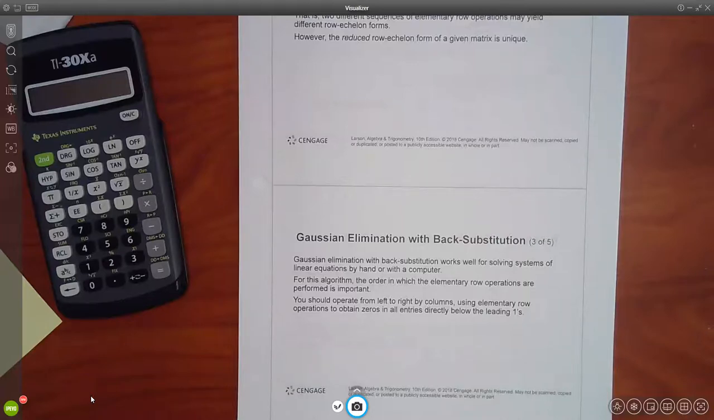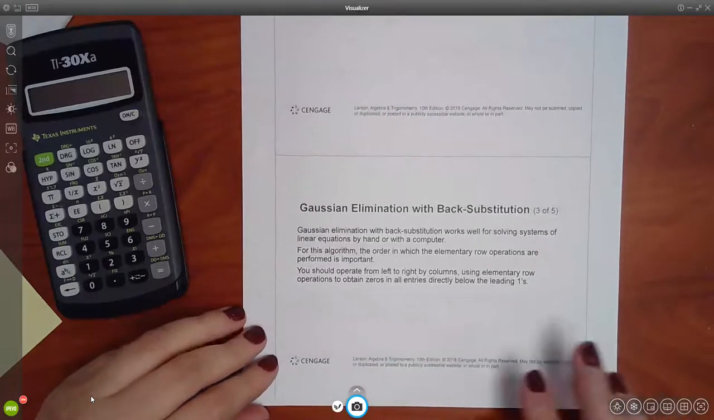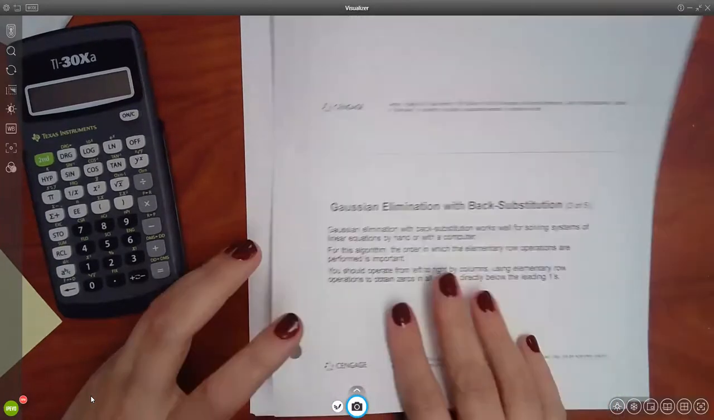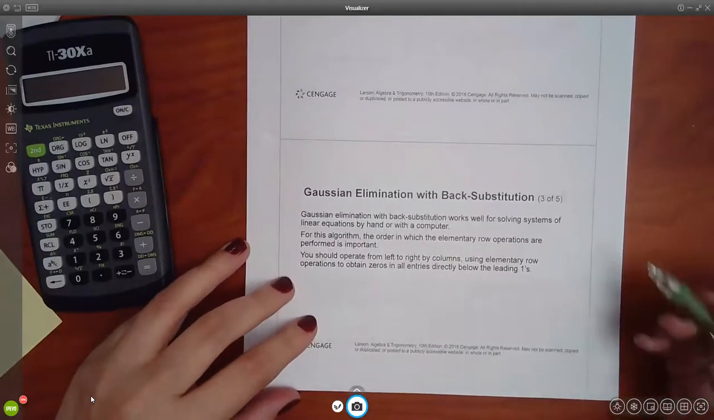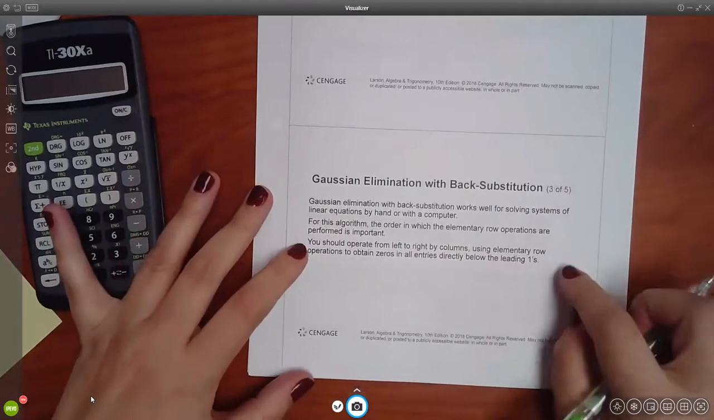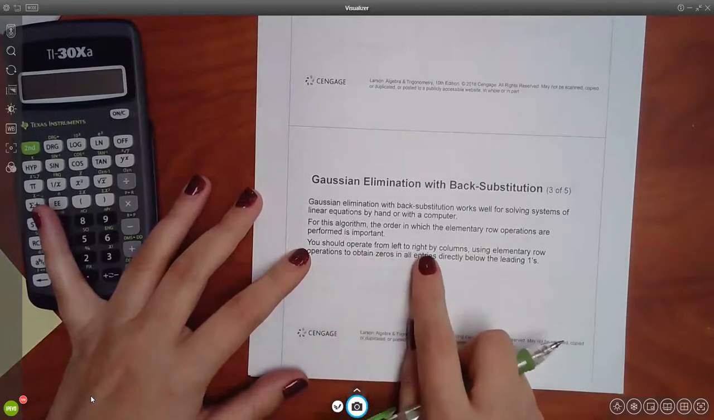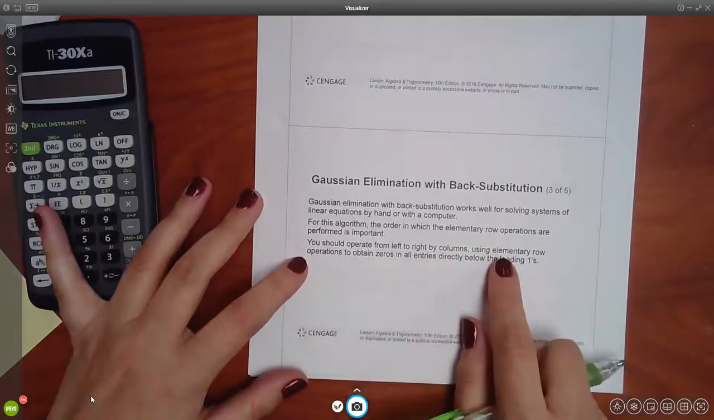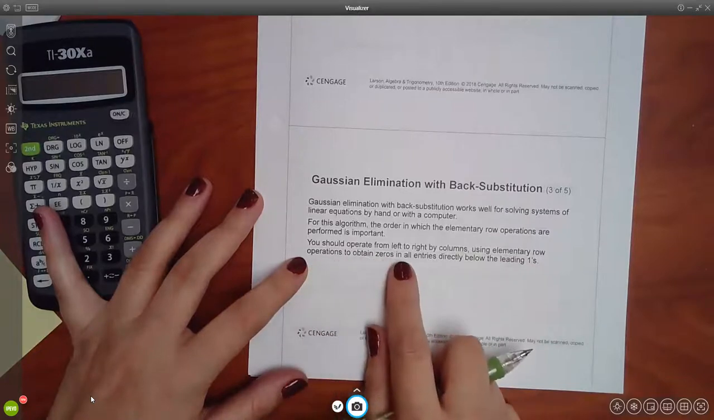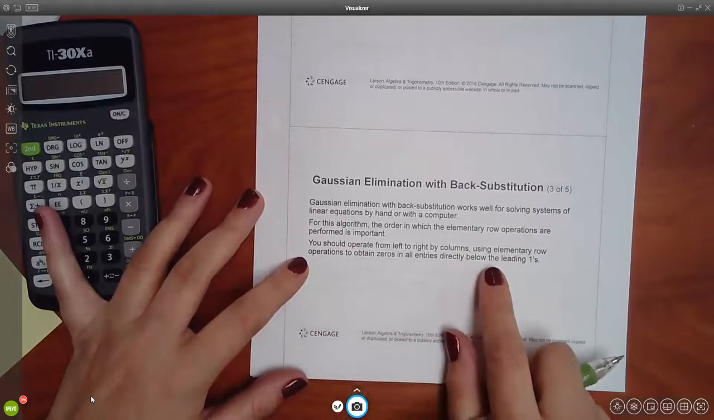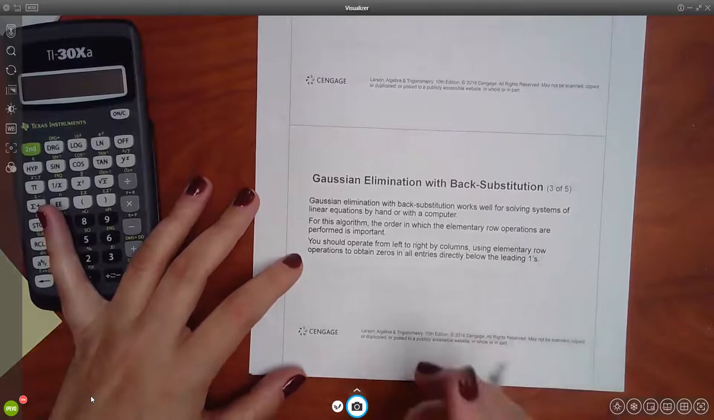So my key, and I'm hoping that they mention it to you, because if not, I don't understand why these books don't mention this, but I guess they just want you to play with them enough to realize, but we don't got that kind of time. So there is a way to do it. And it says, what you should do is operate from left to right by columns, using the row operations to obtain zeros in all entries directly below the leading ones. Let me explain this better.